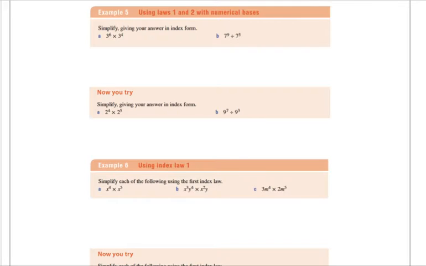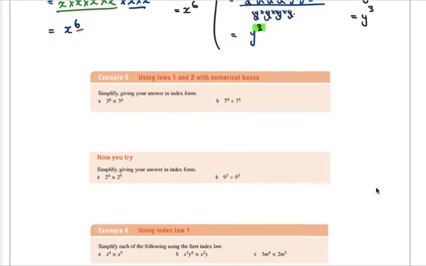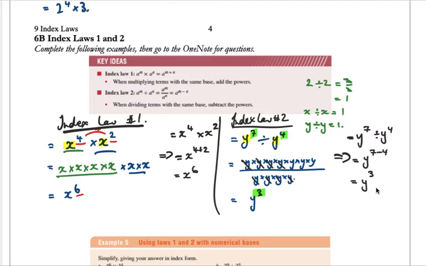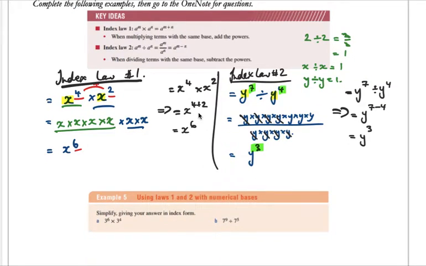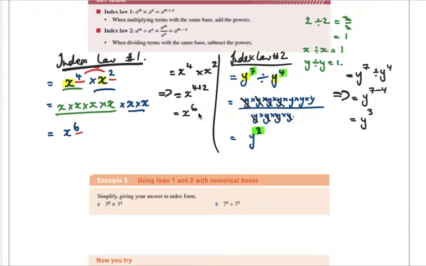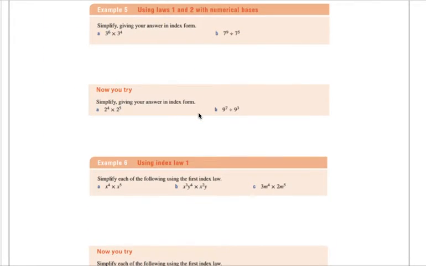So we're going to be looking at using laws 1 and 2 with numerical bases. Okay. Now in the previous video we introduced 6B, which is index laws 1 and 2. We did it a long way and then we did it the shortcut. The shortcut is what we want to be using from now on. So, using laws 1 and 2 with numerical bases. Simplify, giving your answers in index form.